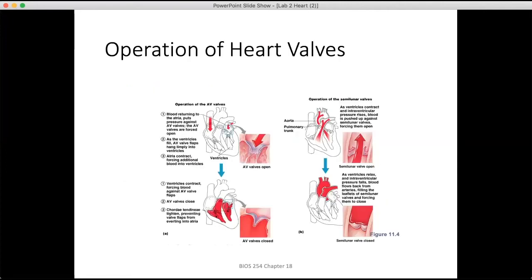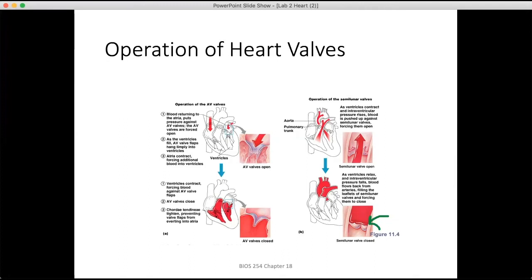This figure helps explain how the heart valves open. As mentioned before, they open along pressure gradients. Starting at the upper left, blood returning back to the heart fills the atria. The pressure within the atria increases. As soon as the pressure in the atria is greater than the ventricular pressure, the AV valves open and blood moves into the ventricles. As soon as the blood moves into the ventricles and the atrial pressure drops, the AV valves will close. Both sets of valves, the AV and the semilunar valves, will be closed.